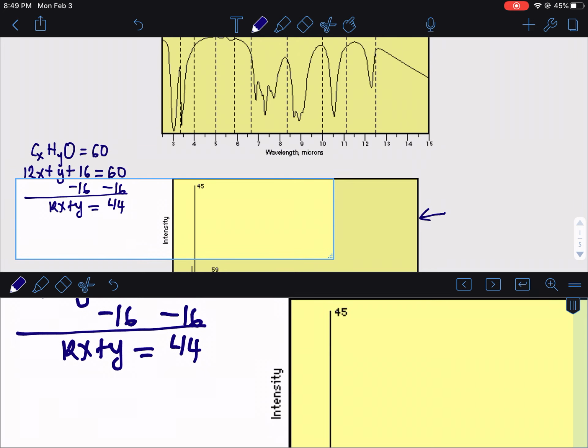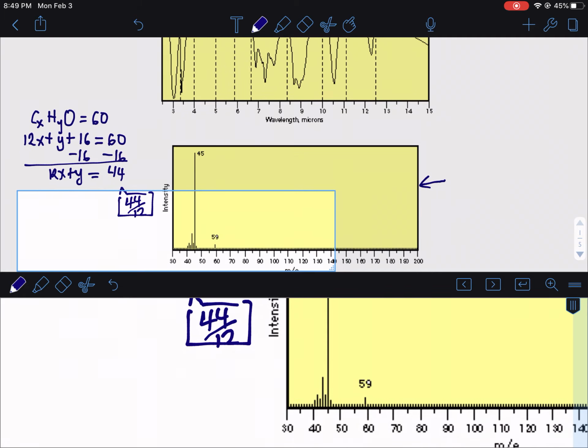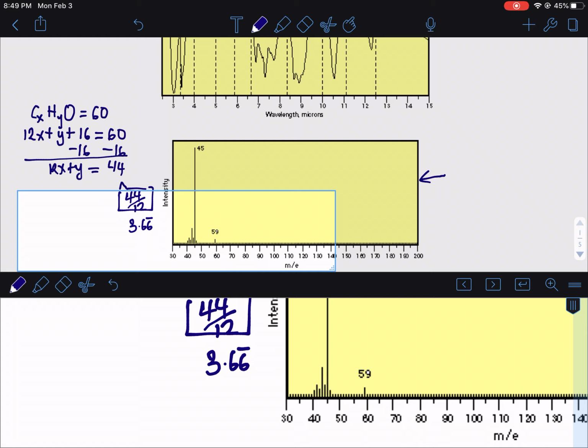So how do you determine how much x you have and how much y you have, meaning how much carbon and how much hydrogen? You want to understand that when the molecular weight is split between carbon and hydrogen, the carbon is going to take the majority of the weight. So divide 44 by 12 first. 44 divided by 12 is 3.66 repeating, or 3.67. So what you want to do is round down to 3.